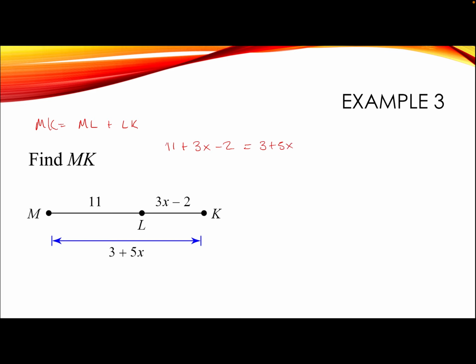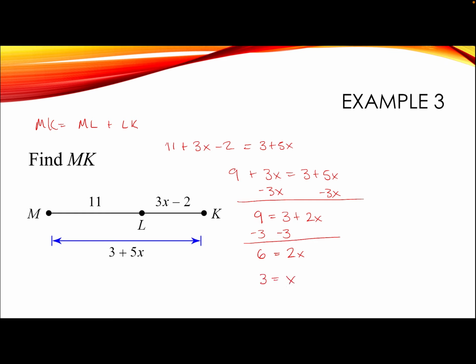So when we combine like terms, 11 minus 2 is 9. So we get 9 plus 3x equals 3 plus 5x. So maybe we subtract 3x from both sides, and we get 9 equals 3 plus 2x. Then we subtract 3 from both sides, and so we get 6 equals 2x. Then we divide both sides by 2, so we get 3 equals x.